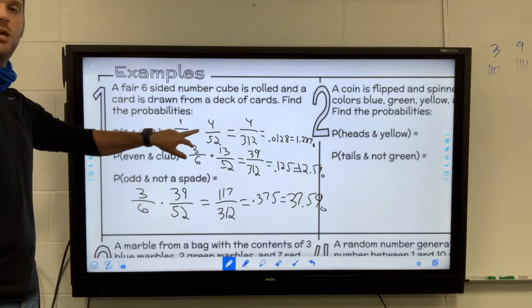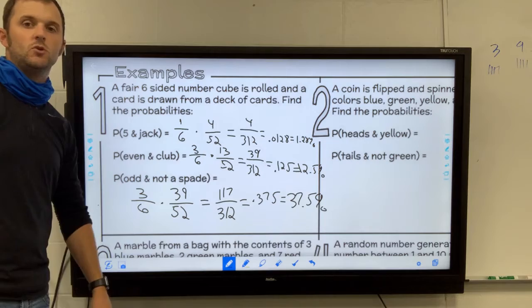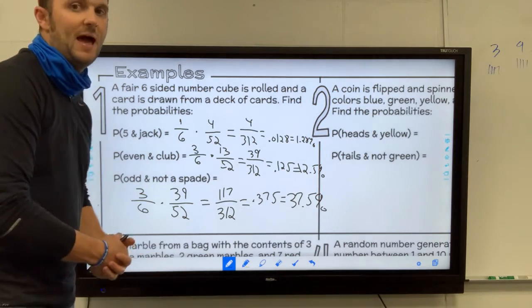So again, guys, 2 separate independent events happening. Take those 2 ratios, multiply them together. When I divide it out, it ends up giving you your percentage so you can see what type of probability is for that happening, okay?